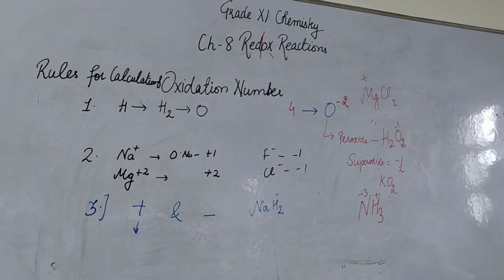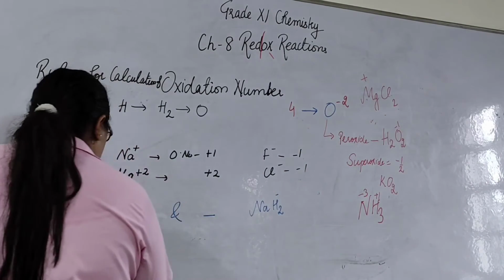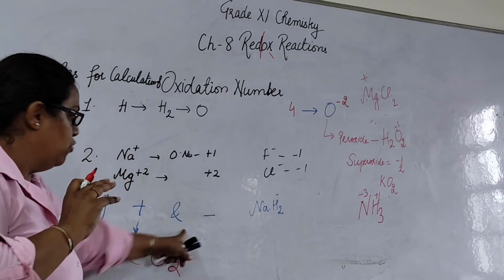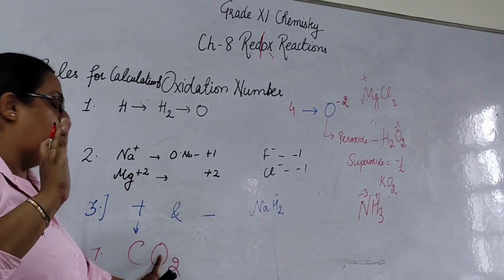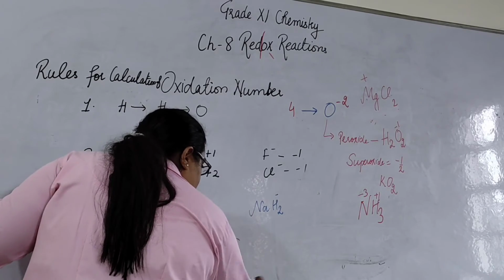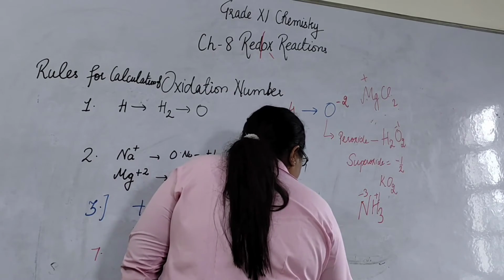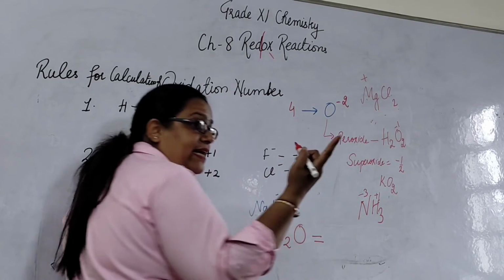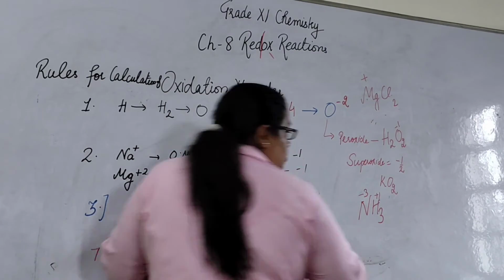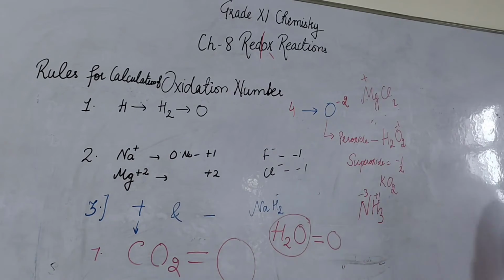Next, in a neutral compound, suppose it is CO2, it is neutral, overall carrying no charge. The sum of the oxidation states of all the elements is 0. Suppose I take, what is the oxidation state of H2O? What will you say? 0. Because it is not having any charge. Okay? It is not carrying any charge.